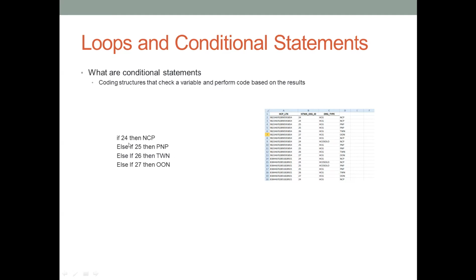Now, that is very intuitive. It's checking a variable. So it's a coding structure that checks a variable. In this case, the variable is this cell value right here, this cell value, this cell value. And then it's going to perform code based on that. So we're going to assign NCP if 24, we're going to assign PNP if 25, and so forth. So this is called a conditional statement.